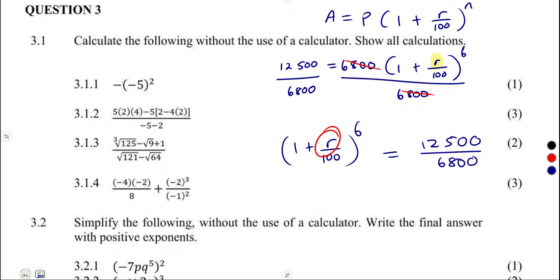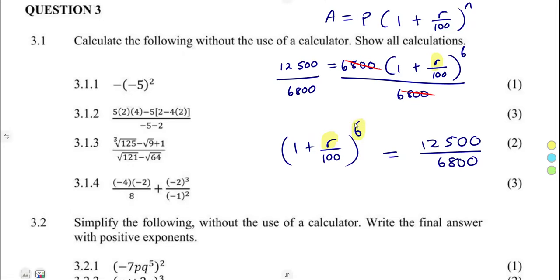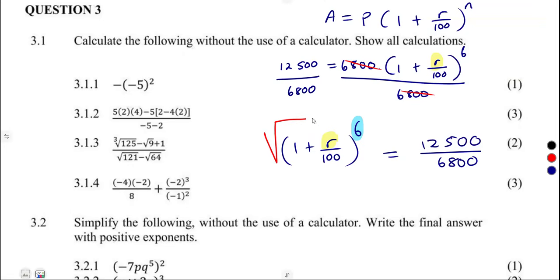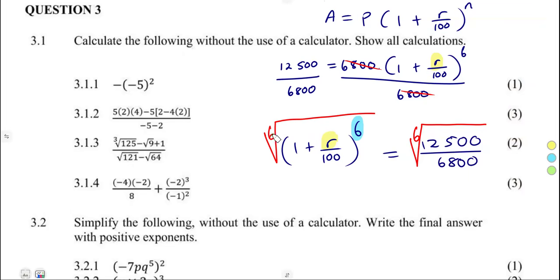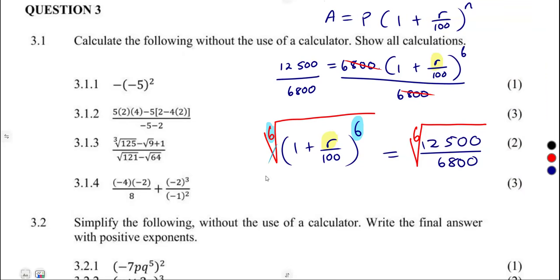Remember, we are supposed to calculate the value of R, which is inside of the bracket. And what is affecting this is the exponent of 6. So how do we get rid of this exponent 6? We introduce the 6th root. You put 6 inside the root sign to get rid of this 6. But what you do on the left-hand side must also be done on the right-hand side. The sixth root and the exponent 6 correspond, which removes the root sign.